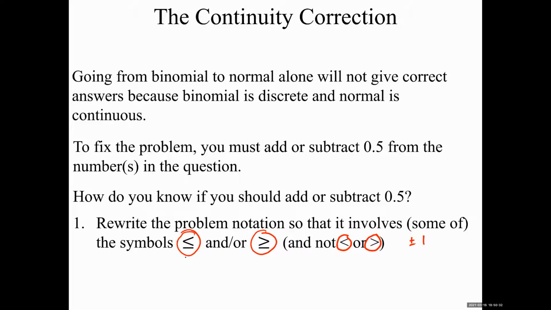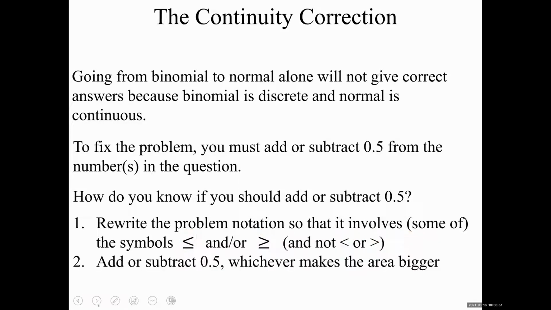So again, if the problem already has this less than or equal to or greater than or equal to in it, you can skip this first adjustment. But if it has a less than or a greater than, you're going to have to adjust the number. It's going to change by 1 so that we have these symbols. We like less than or equal to, we like greater than or equal to, we don't like these symbols. After you do that, then you can do the continuity correction.